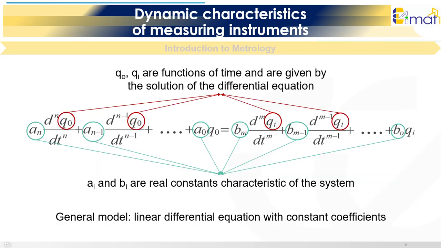The general model is a linear differential equation with constant coefficients. Qo and Qi are functions of time. Ai and Bi are real constants characteristic of the system. Note that for the input Qi, the output Qo is given by the solution of the differential equation.